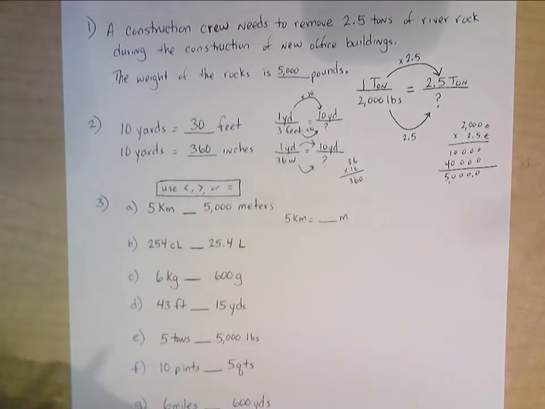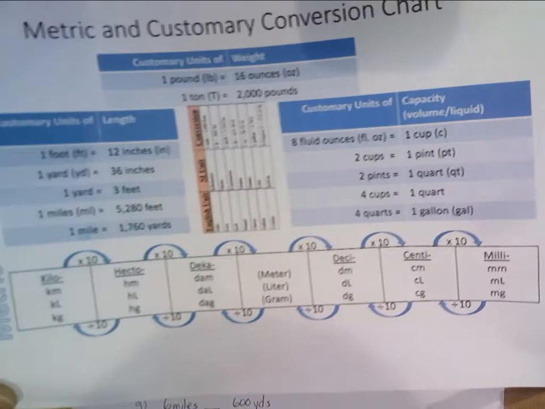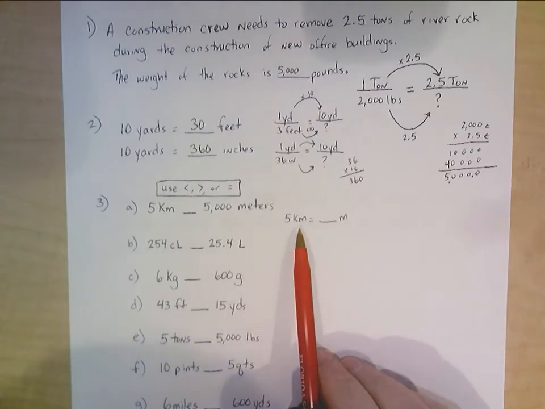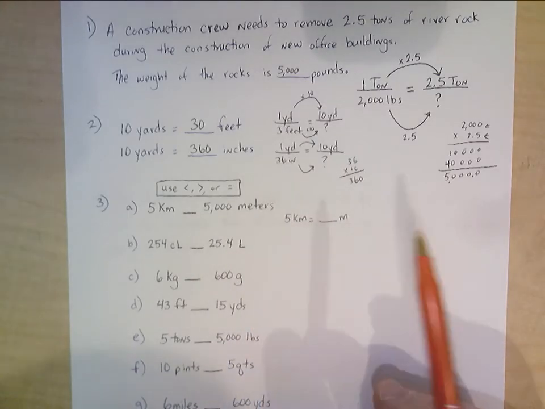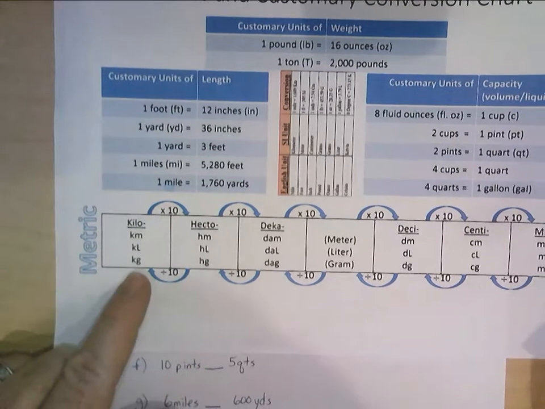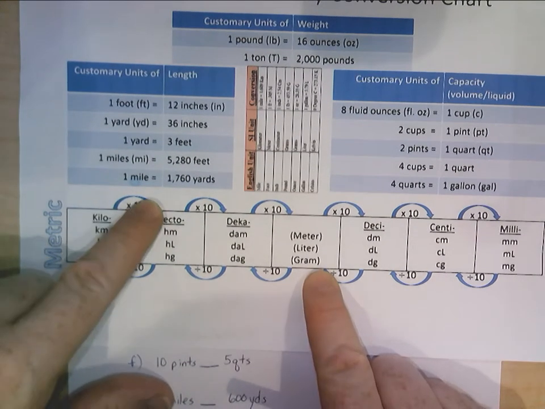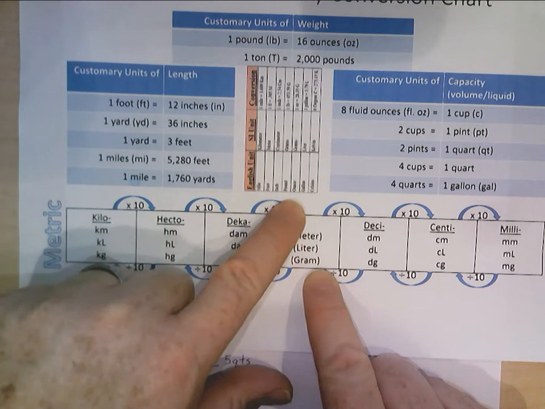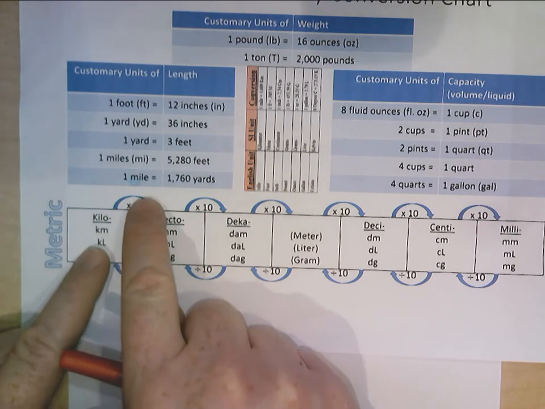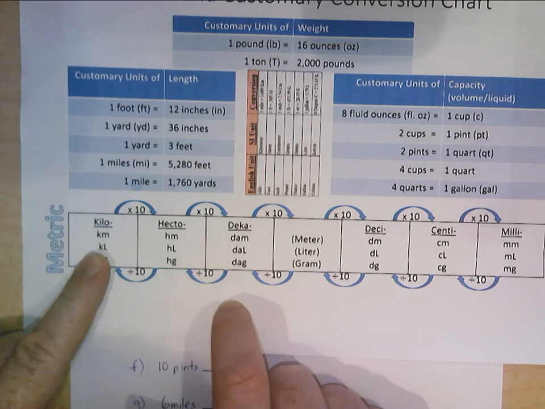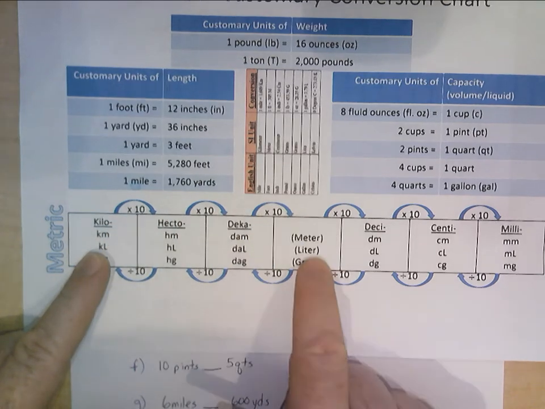So I use my conversion chart. Metric one down here. So I'm going to go from kilometers to meters. So kilometers is where I start. Meters is where I go. So I start here, so I go to the right. 1, 2, 3. So I'm basically multiplying by 10 3 times. So it's basically 1,000. Okay, or just simply move your decimal to the right 3 times.